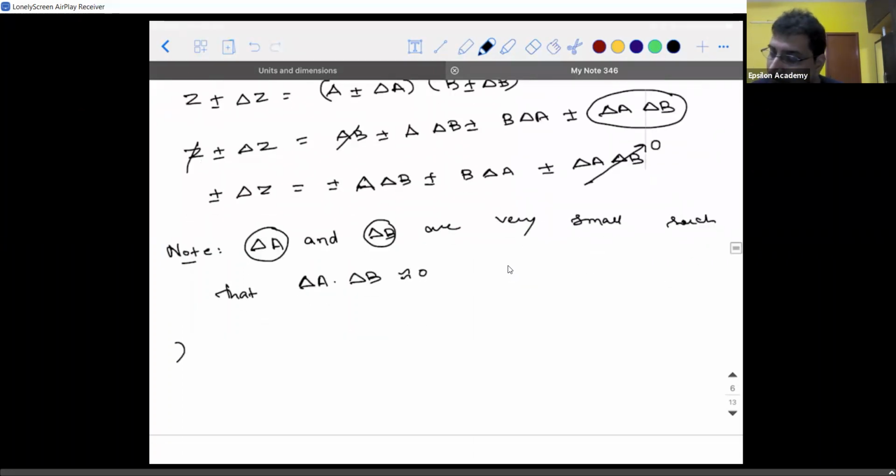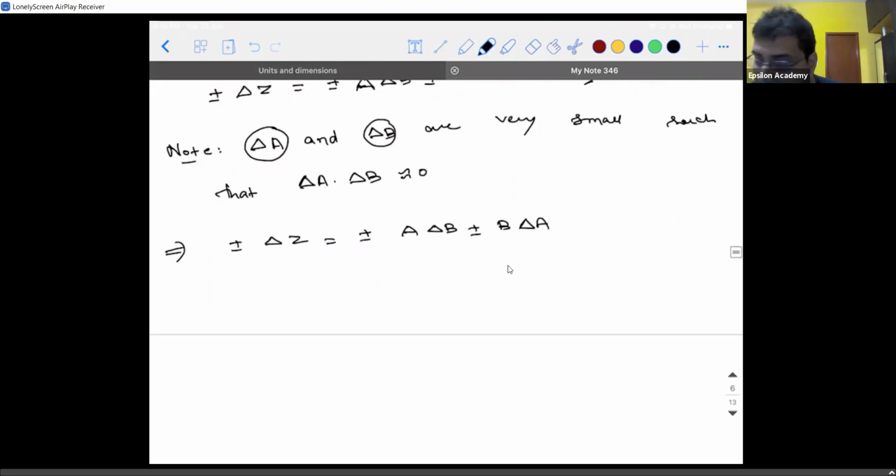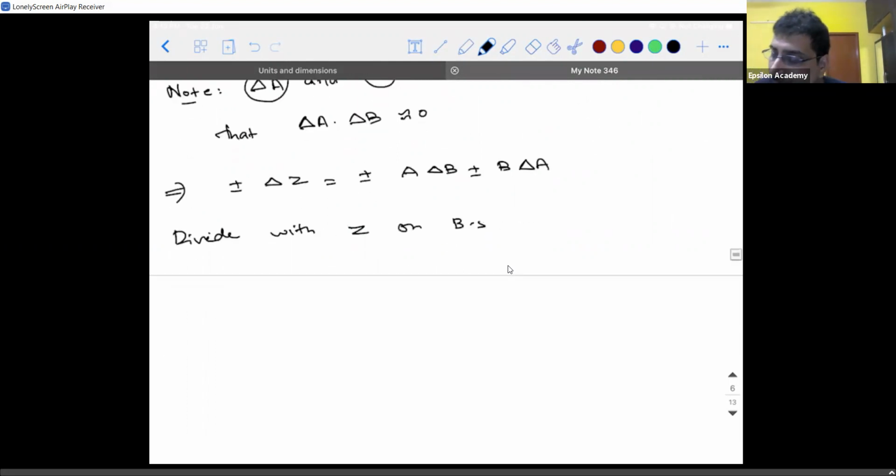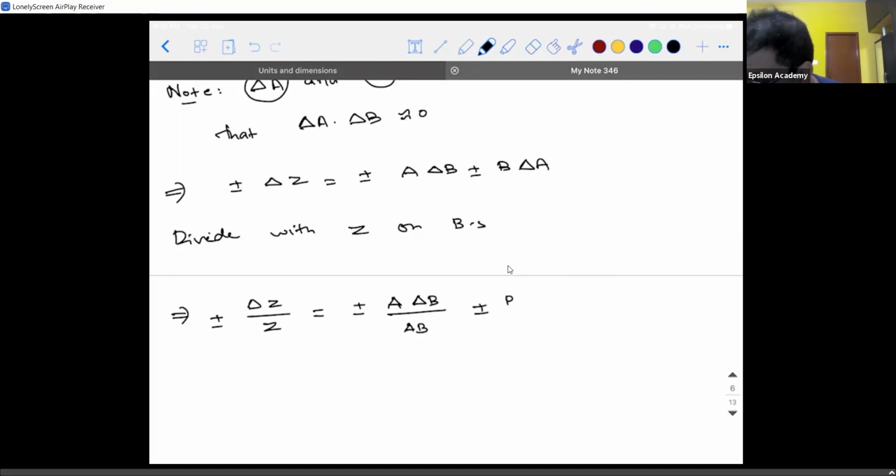So what are we left with? From this, we can conclude plus or minus delta Z is equal to plus or minus A delta B plus or minus B delta A. Okay. Now look at the way I'm going to divide. Divide by Z on both sides. So delta Z divided by Z on the left hand side is equal to plus or minus A delta B divided by, in the place of Z, can I write it as AB, plus or minus B delta A, can I write it as AB?